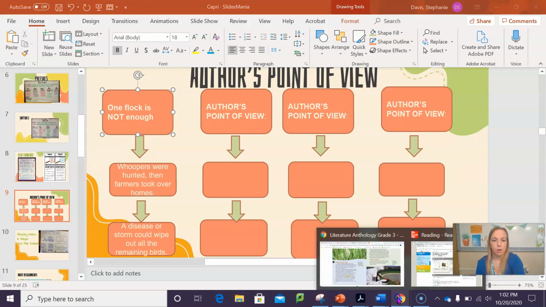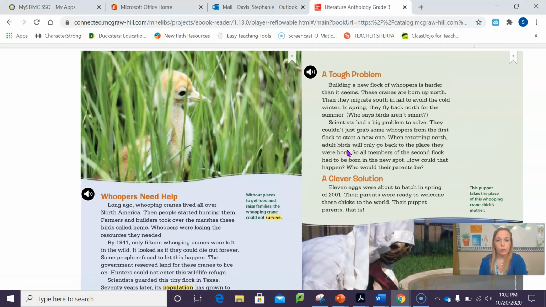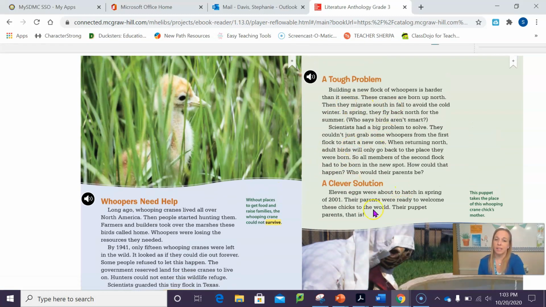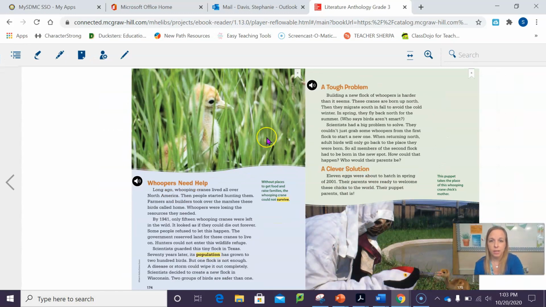Now if I go to our second page, we want to go ahead and read A Tough Problem and a Clever Solution. As you are reading, boys and girls, you are going to identify maybe a problem, maybe a solution, and then take those 2 details and ask, what was the author trying to get across to you? What was the author thinking of this problem? What was the author thinking of the solution? Make sure, boys and girls, you take a second and you look at the photographs because they can also help you, and read our captions.